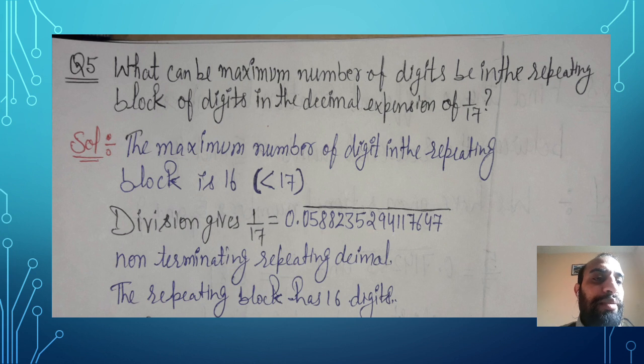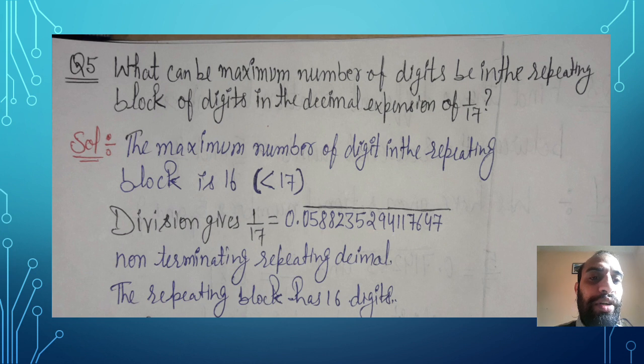But my dear student, this is a very interesting question. When you start dividing 1 by 17, then after the 16th digit you will get once again a repeated remainder. So you can see here I have written the maximum number of digits in the repeating block is 16, that is less than 17, and the division gives us 0.0588235294117647, and the bar sign represents that from 7 you have repeated counting.